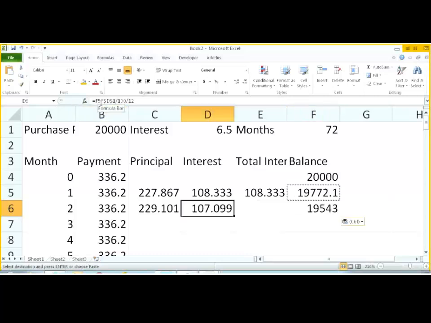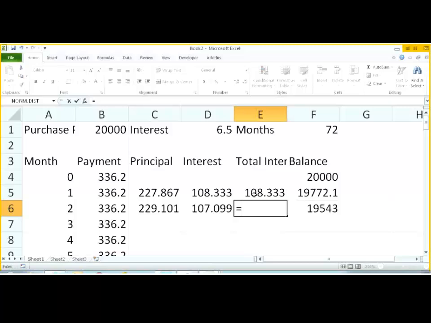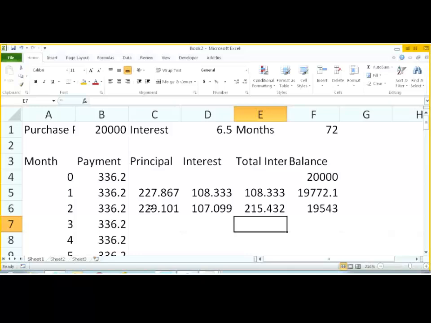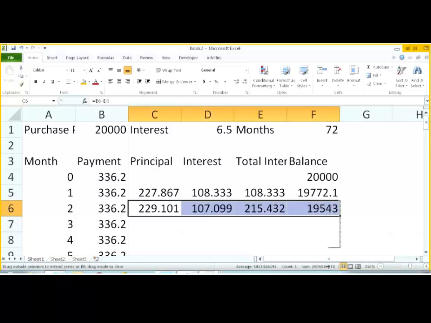So for example, my interest here is cell F5, which is my new balance, times D$1, which means it always goes to this cell, 6.5%, and divided by 100 divided by 12. So it updates one of them, and the other one it keeps fixed no matter where I copy it. And the final thing I need to do is that my total interest is my previous interest plus my new interest. So that's my total interest. So I'm adding these two cells. And now I've got it so it'll increment.